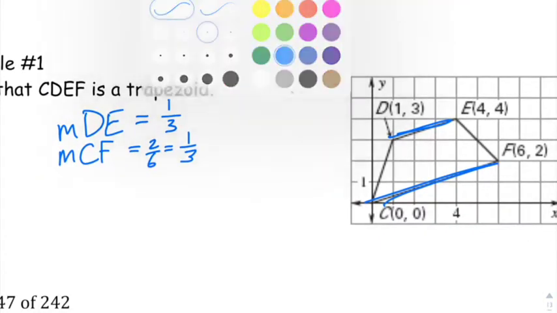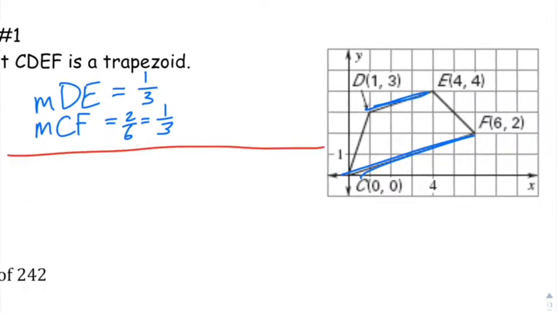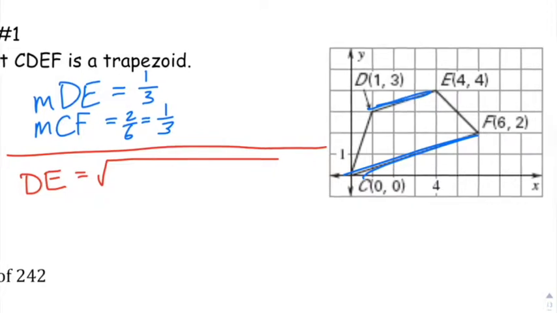Then after that, we need to make sure that they're not congruent. So that would be your work for that. So we need to show that they're not the same length. If we can show that they're not the same length, then we can verify it's not actually a parallelogram. So I'm going to find the distance DE. And we're going to use the distance formula here. You can also use the Pythagorean theorem or think in terms of the Pythagorean theorem.